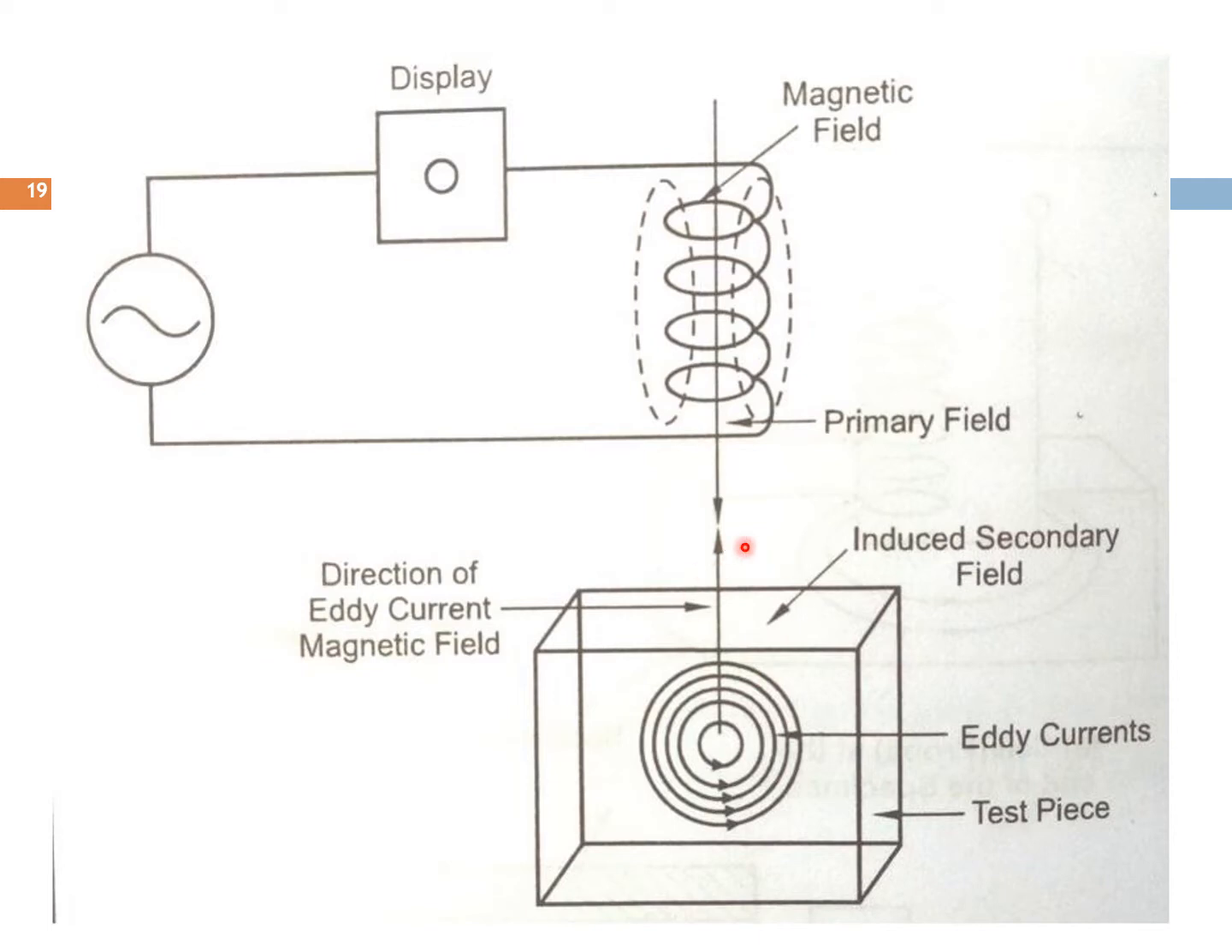So eddy currents are produced using the right hand rule. We can see the current is forming a closed loop, then the secondary magnetic field will be perpendicular to the eddy currents. So it is in this direction. The secondary or induced magnetic field is opposing the primary magnetic field. This is the principle.